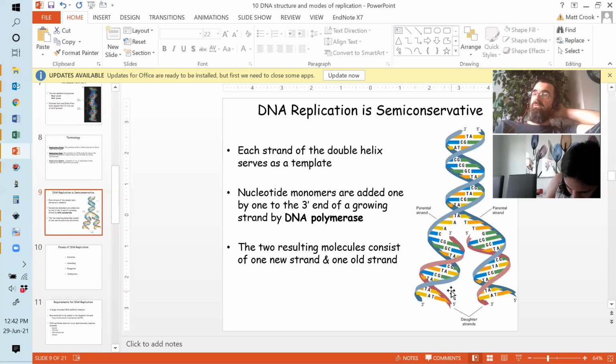Yes, there can be double forks. It just depends on the organism, but we'll get to that later, sometime today, would be my guess.